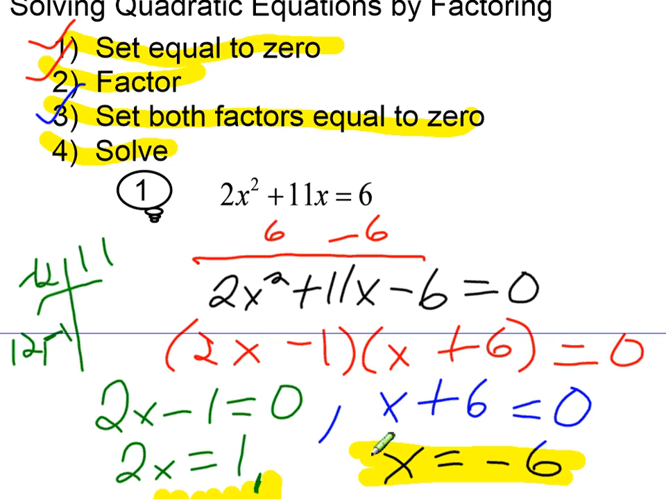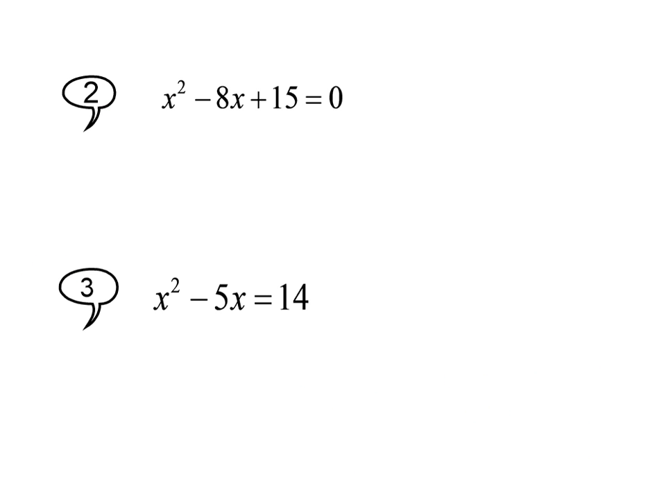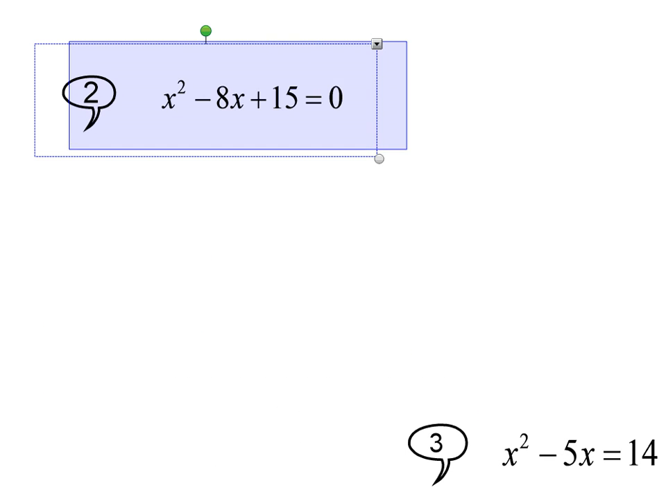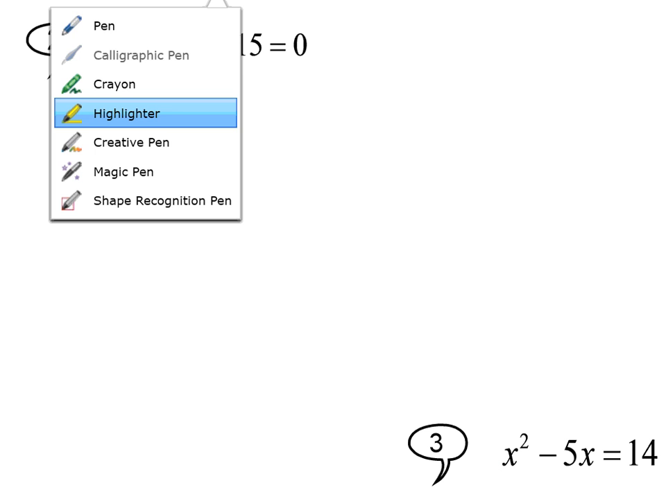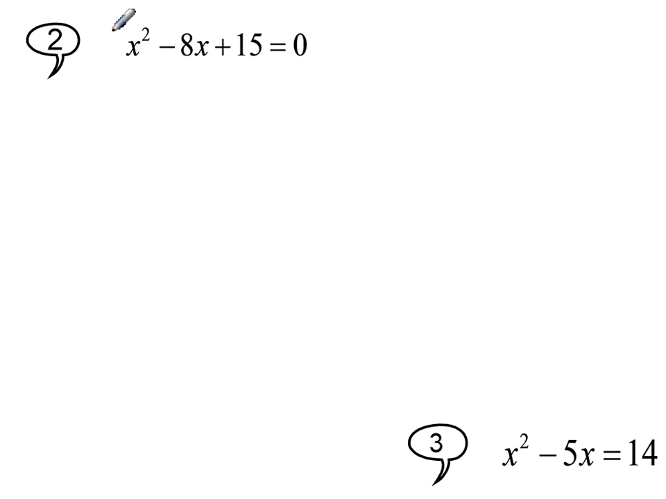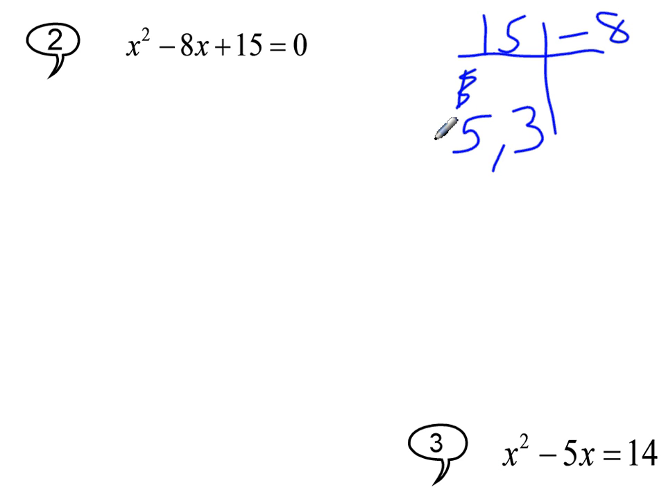All right, next problem. I'm going to scoot this down here for now, to make sure I have room. Problem 2 is already set equal to 0. This one's easy AC. There's no GCF. I'm looking for factors of 15 whose sum is negative 8. 5 and 3, both negative. Negative 5 times negative 3 multiplies to positive 15 and adds to negative 8. So this is easy AC. I can just plug them in.